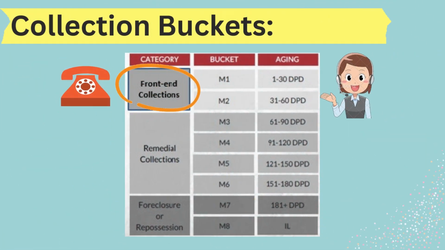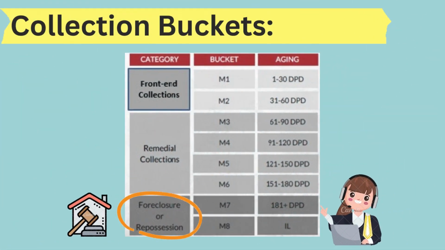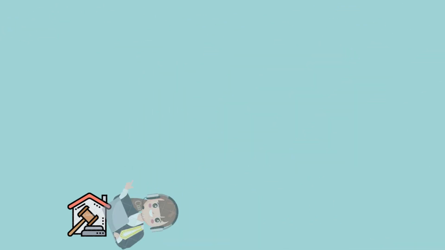Collection efforts are categorized into buckets. For buckets of 1 to 60 days past due, front-end collections handles the account and notifies borrowers of their overdue account via phone calls and notices. Buckets with 61 to 180 days past due are handled by Remedial Collections, who identifies and implement repayment plans to prevent foreclosure or repossession. For over 180 days past due, these are buckets being endorsed for filing of foreclosure or repossession to Acquired Asset Management Department.